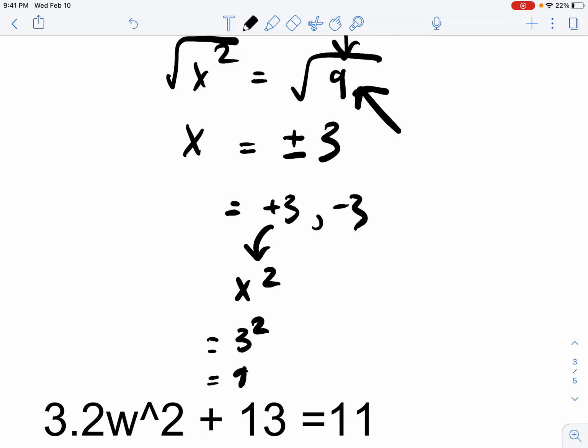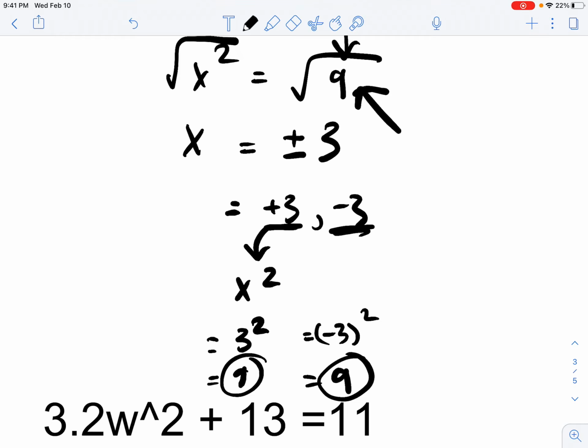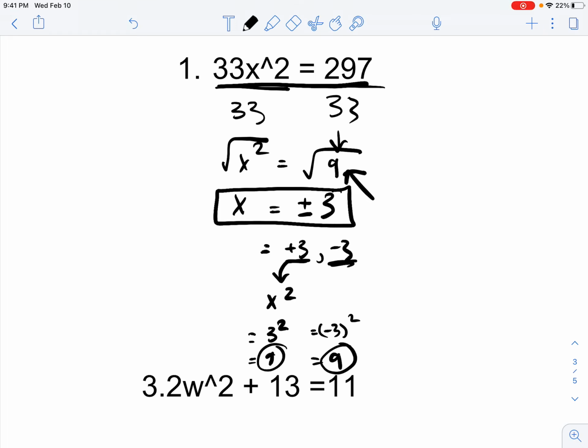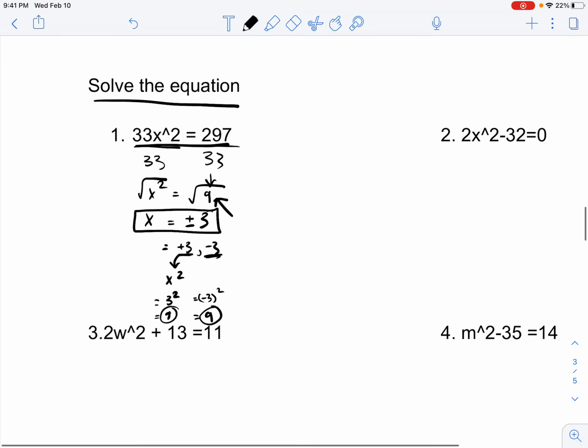Now let's try putting negative 3 into there. And it still gives us the same answer, 9. Because they give us the same answer, they're both solutions. And we have to include all solutions. So in this case, the numbers that satisfy this equation are x is equal to positive 3 or negative 3. Moving on.